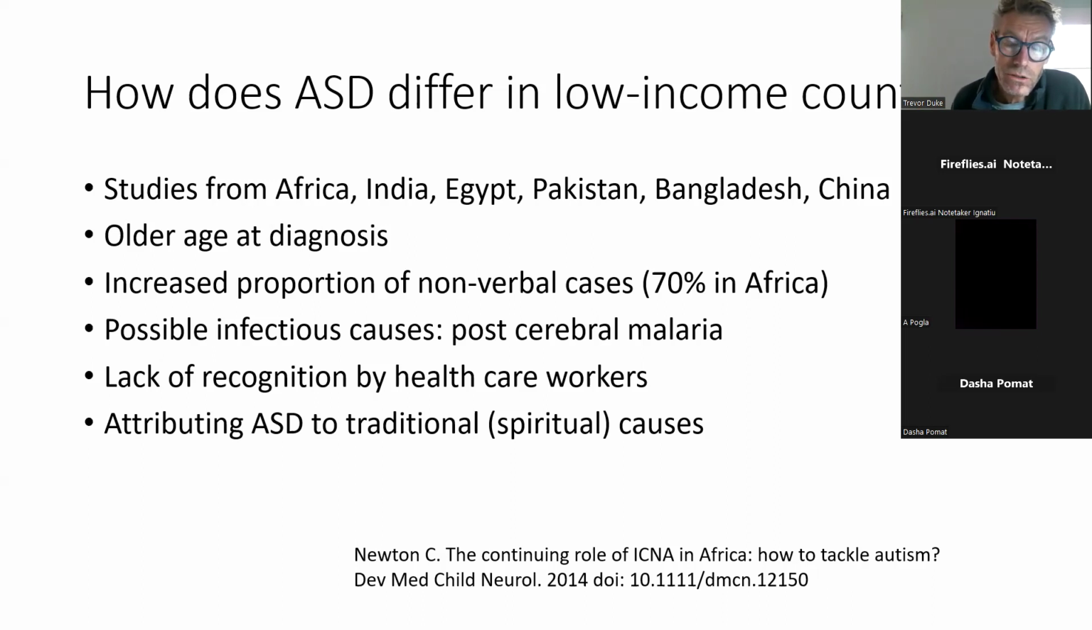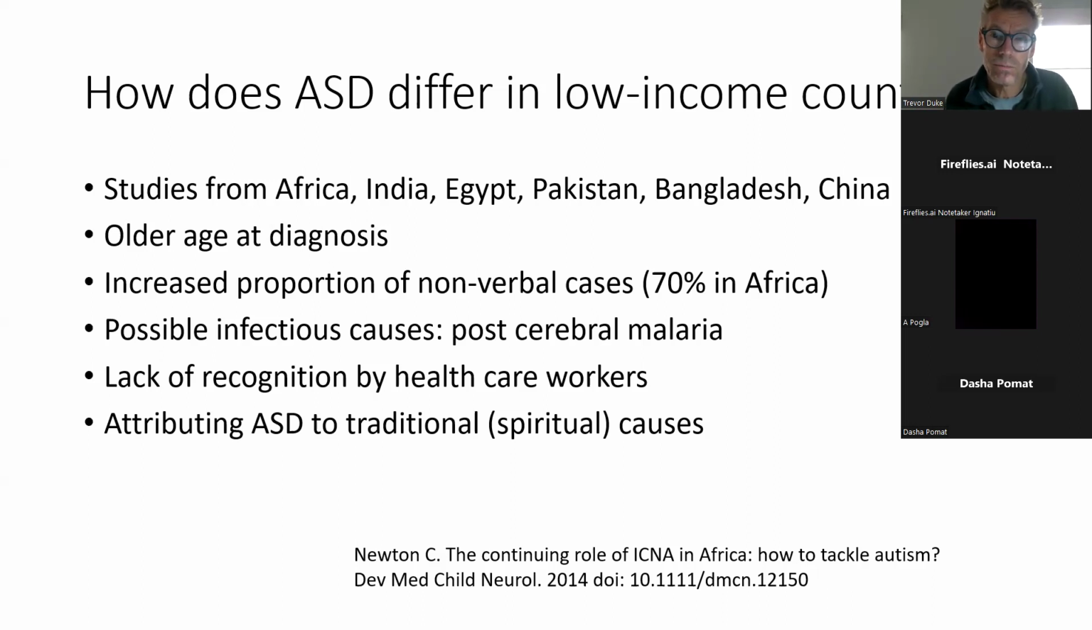There seems to be, certainly in the African studies, an increased proportion of non-verbal cases. So not all children with autism are non-verbal, but many of the studies in Africa suggest that a higher proportion of children have non-verbal autism. They don't speak, a bit like Mikey, not able to speak and just making guttural sounds. There is a higher proportion in lower income countries, especially in the studies in Africa, of possible infectious causes. And as I said, many children have been described post-cerebral malaria as having the features of autism. And of course, there's a lack of recognition by healthcare workers because there's not as much awareness of it.